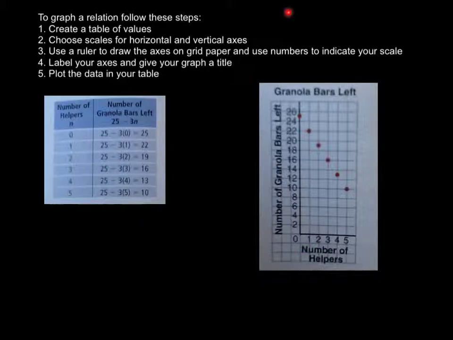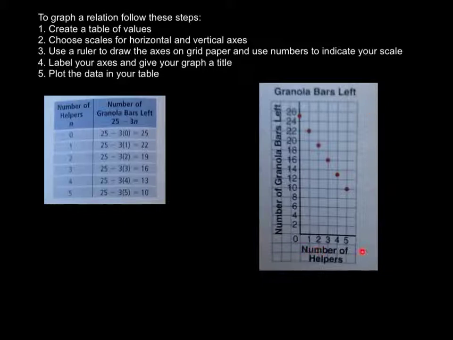Number 3, use a ruler to draw the axes on grid paper. As you can see, this example is using grid paper. Please use a ruler just to keep things neat and organized and not to misinterpret what your data is saying if it's messy or hard to read. And use numbers to indicate your scale.